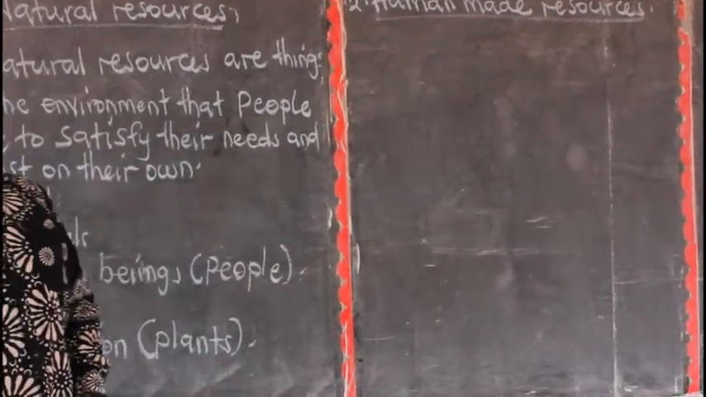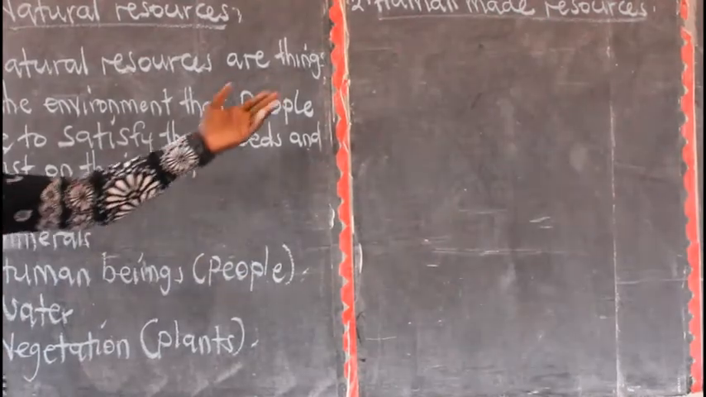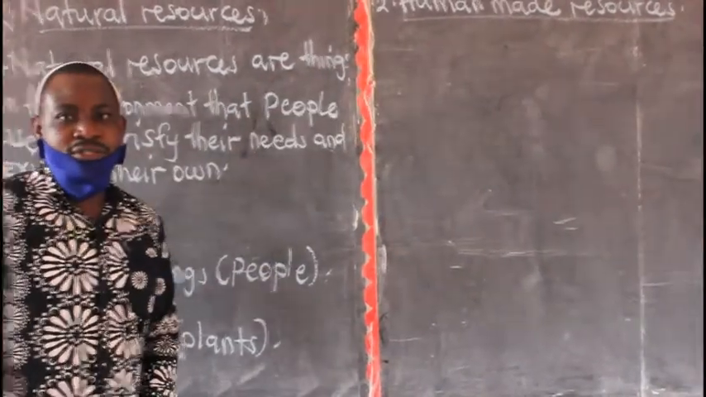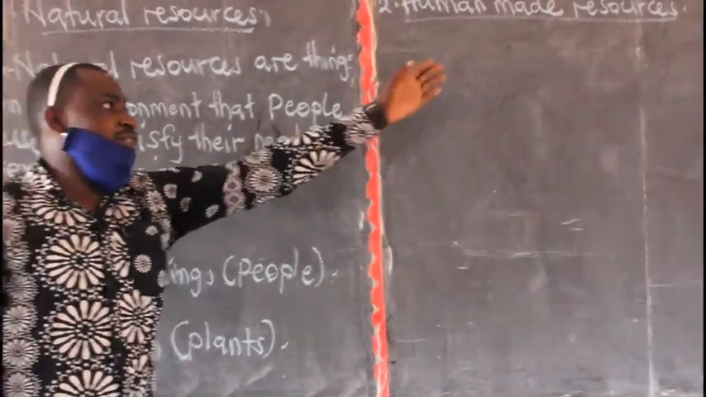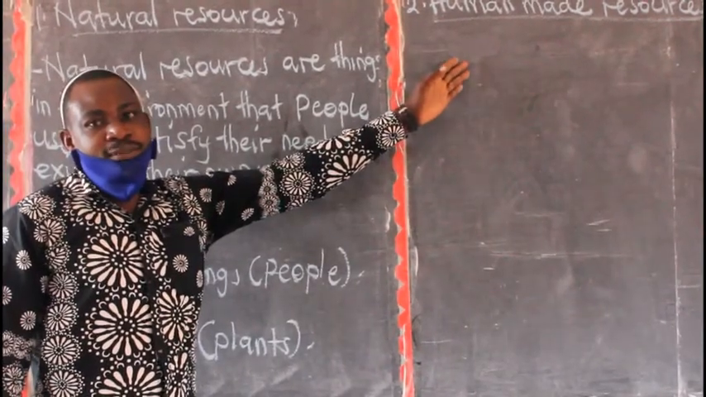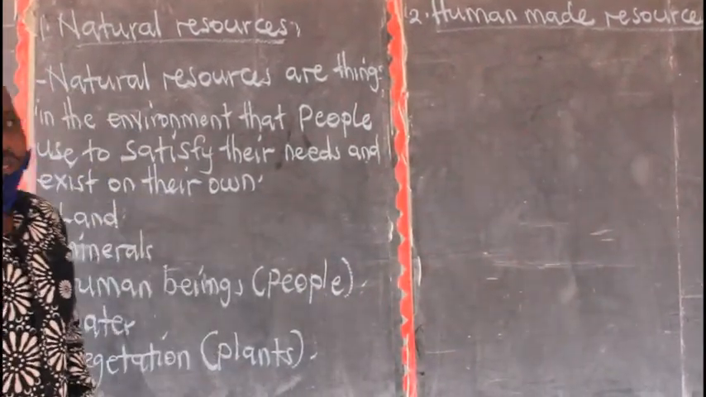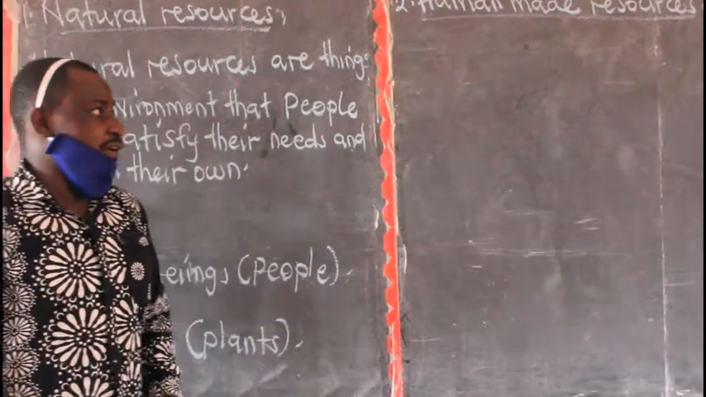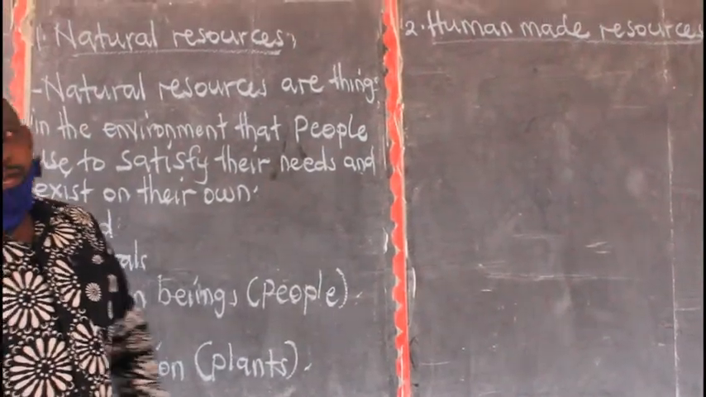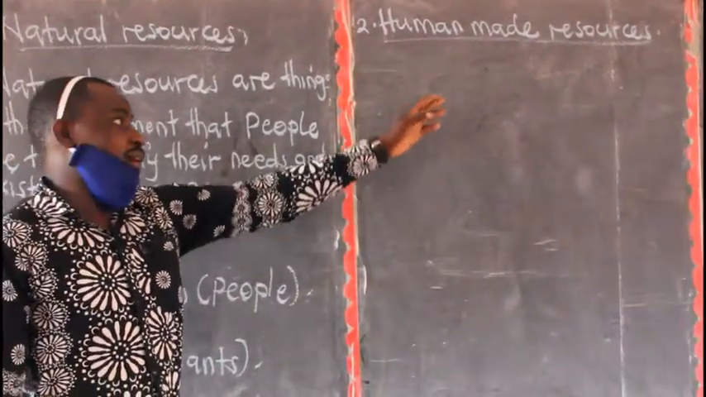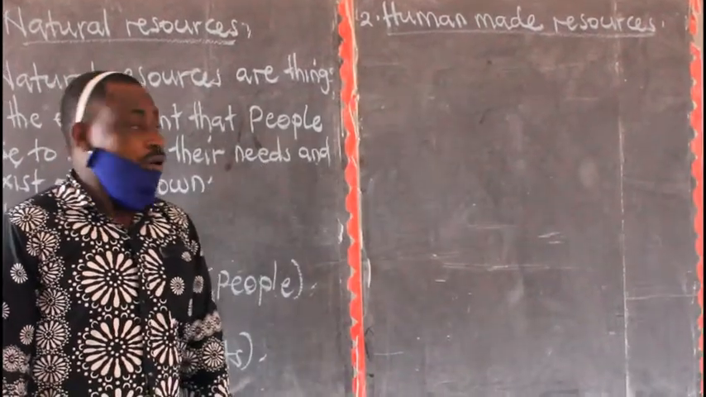Our dear children of primary five, we can ask you to define human-made resources. What are human-made resources? Human-made resources are components of the environment that people use to satisfy their needs and are man-made, or they are made by people.